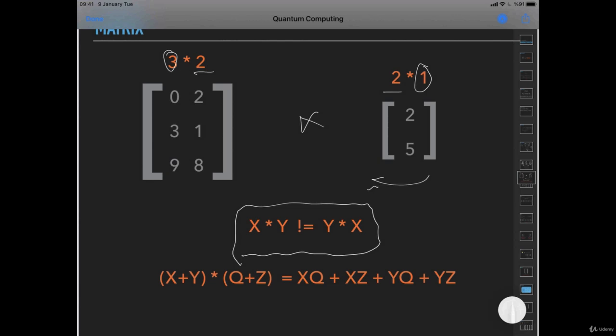Know about that. However, the equation below holds: if you sum 2 matrices together and multiply it with another set of matrices, then you can actually do this. Okay, xq plus xz plus yq plus yz. This equation holds. But again, you cannot actually multiply the matrices together and just inverse it, and it won't be even equal to each other.